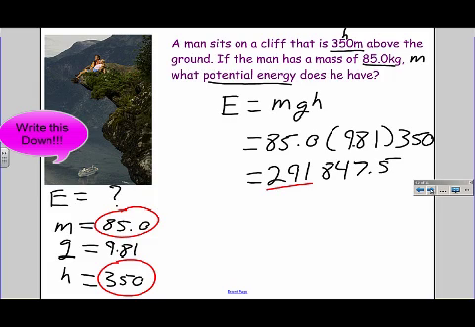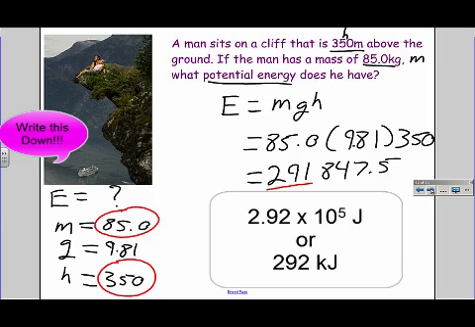So after we have reduced it, the 2 answers that are totally acceptable, the first one just in changing to scientific notation, 2.92 times 10 to the 5th joules, perfectly fine, or 292 kilojoules. Both of these answers are acceptable. They both have 3 significant digits and they both have correct units.